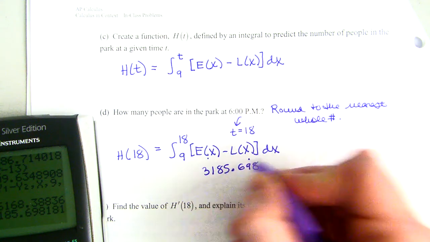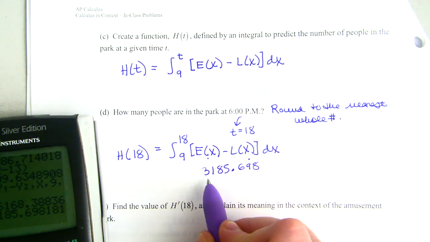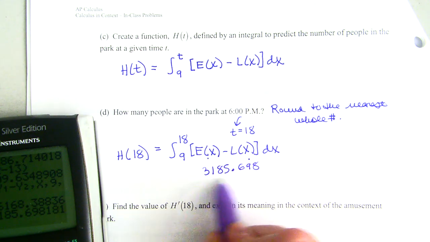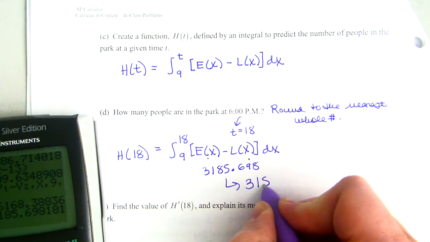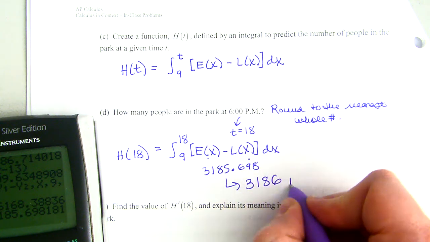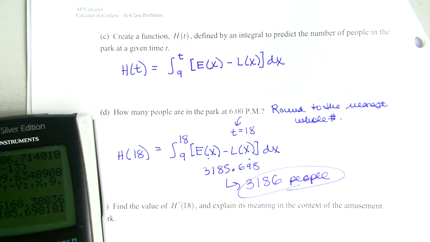I'm getting 3,185.698. We are rounding to the nearest whole number because this is just an approximation anyhow. It's not like saying there are exactly this many people to that decimal point. So we're going to round to the nearest whole number and say 3,186 people. And that will take care of that one.